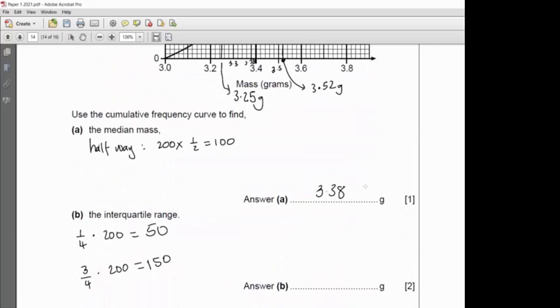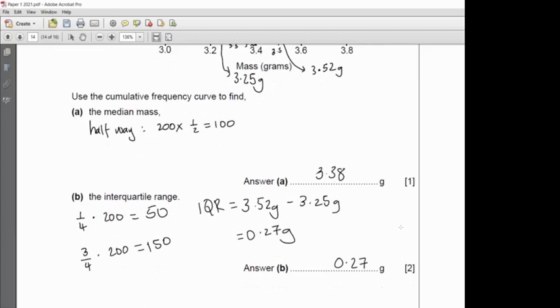So the interquartile range, the IQR, is the third quartile, 3.52 grams, minus the lower quartile, 3.25 grams. This you can do on your calculator, but you don't need to. And I get 0.27. So my answer is 0.27 grams. That is the interquartile range.